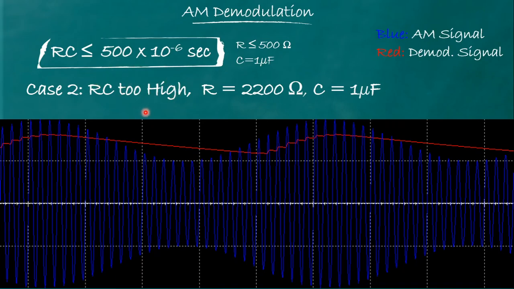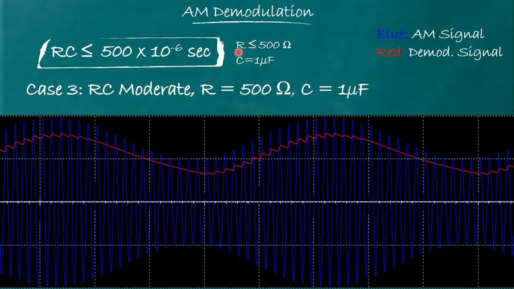Let us consider the next case. Here let us take the value of R equal to exactly 500 ohm. So R equal to 500 ohm, C equal to 1 microfarad. You can see that your output signal is following the shape of the envelope. The shape of the envelope is sinusoidal, and your output signal shape is also sinusoidal with some ripples. But these ripples can be rejected or suppressed via low pass filtering. So with this moderate RC value, you can retrieve the shape of the envelope.